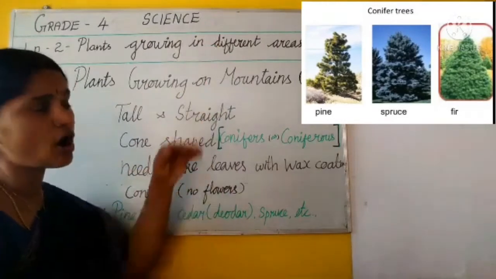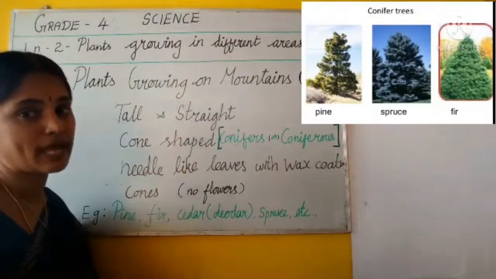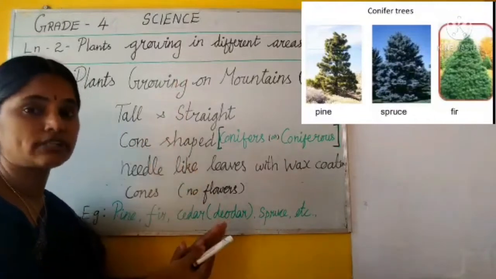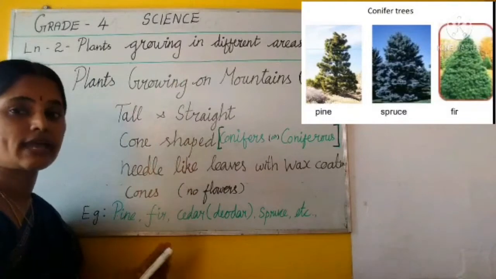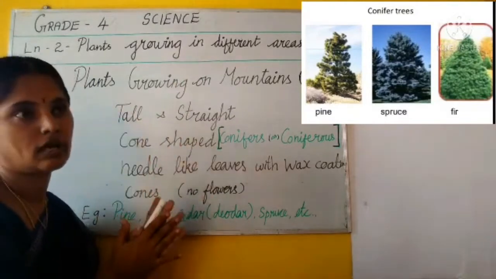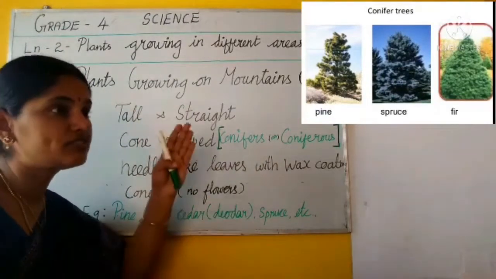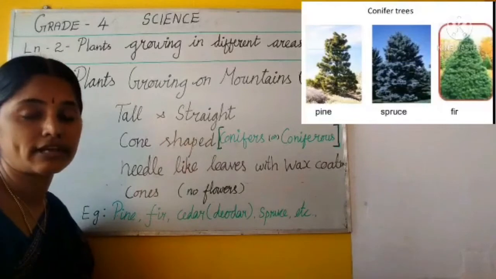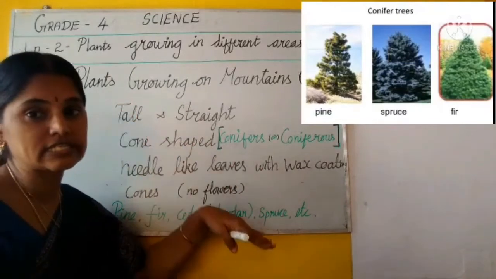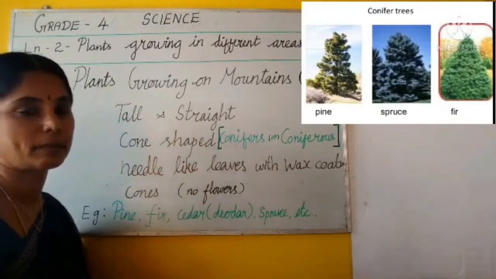Okay, so look at the plants' height. They are very tall plants, isn't it? Tall and straight plants. They have to withstand heavy rainfall. Heavy wind will come, and they should not fall in the wind. So they have to withstand heavy rainfall and heavy wind, so that only the plants are straight and tall. If heavy wind comes, they just bend like this.